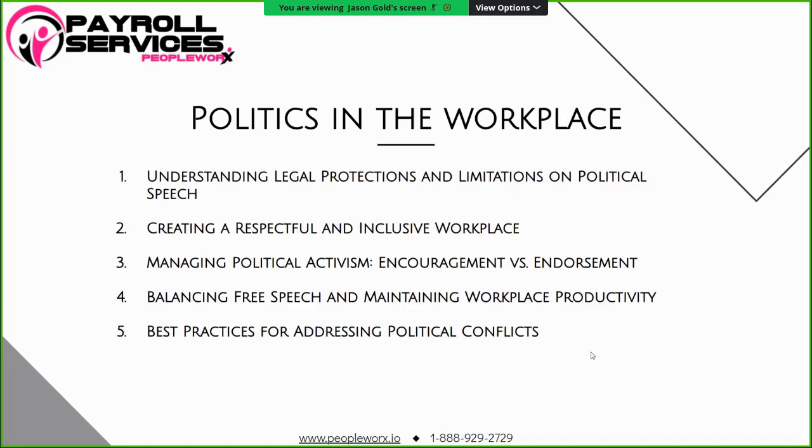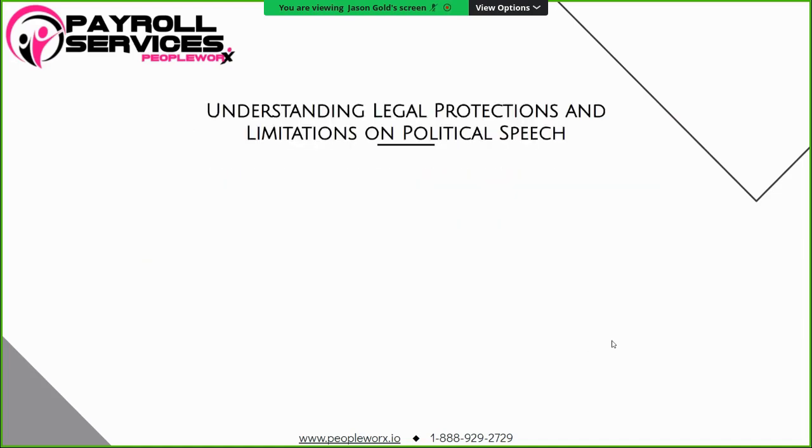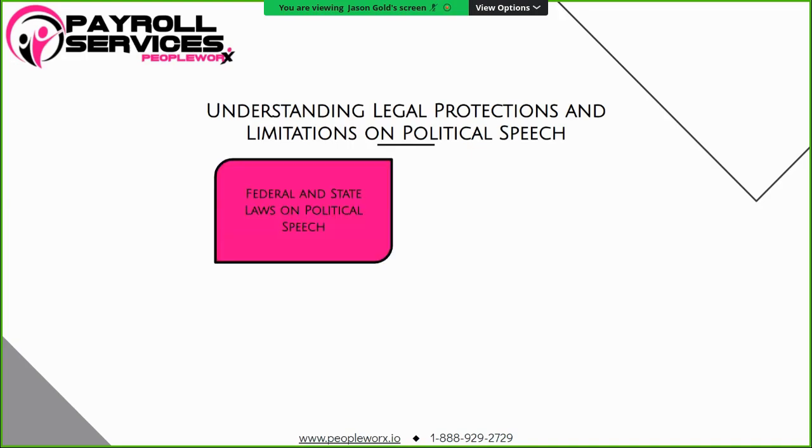So let's go ahead and dive right into topic number 1, which is understanding legal protections and limitations on political speech. Let's start with what employers legally can and cannot do when it comes to politics in the workplace. First, federal and state laws on political speech. Let's address a common misconception. The First Amendment, which protects freedom of speech, generally does not apply in private workplaces. Employers can, under certain conditions, limit political expression.